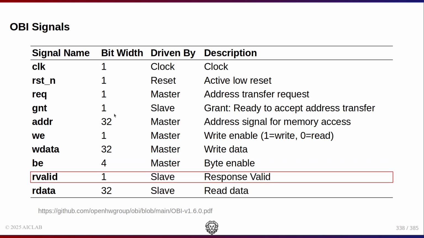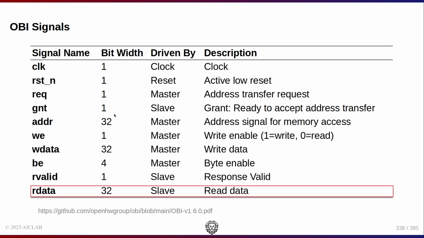RVALID, driven by the slave. This signal confirms that the read data is available and valid on the RDATA bus, or that a write operation has been completed. RDATA, the read data bus, driven by the slave. The default address and data widths are both 32 bits.